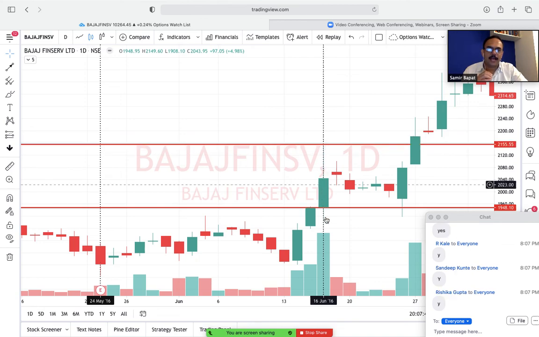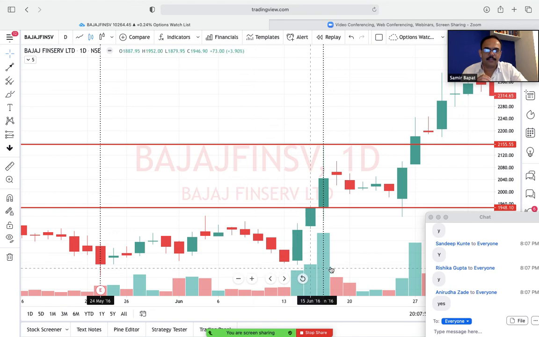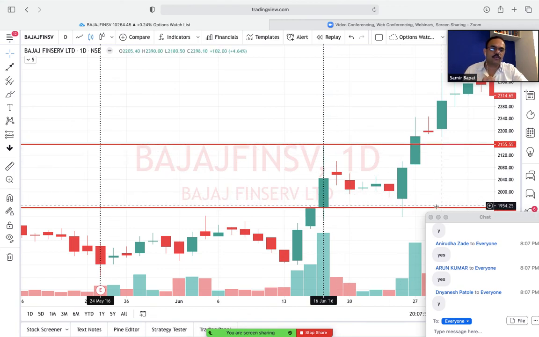Entry is above the high of the green candle where the volume was double the average preceding volume, and stop loss or exit is, in case I enter and tomorrow the stock goes down, I should be exiting when it closes below this red line.